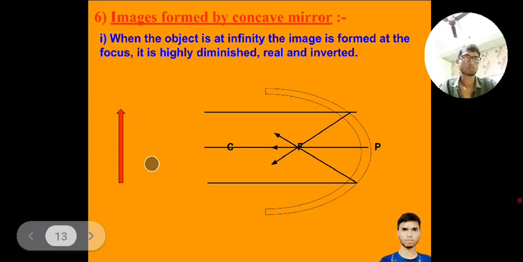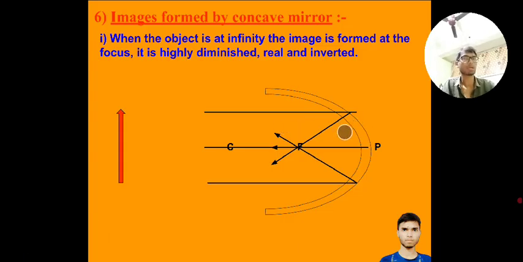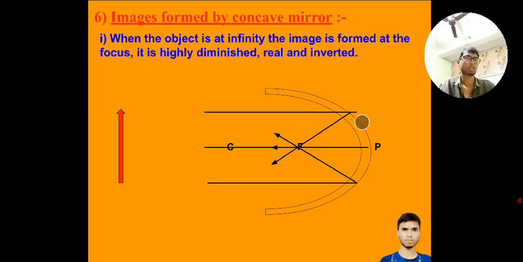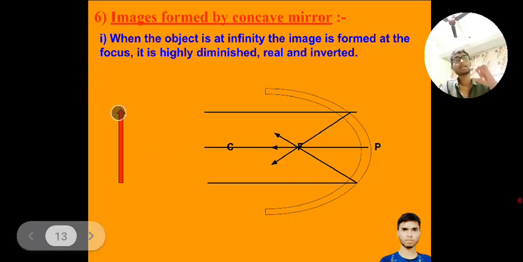Then what will happen? A light will come like that. It will go parallel to the principal axis. As we saw, it will meet at the focus. This will happen when an object is far away. This object is at infinity. Then the reflected ray will meet at the focus.